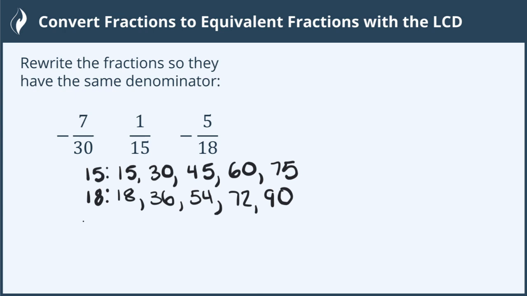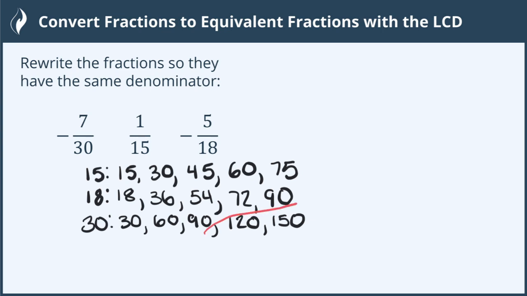Next, let's do 30. 30 times 1 is 30. 30 times 2 is 60. 30 times 3 is 90. 30 times 4 is 120. And 30 times 5 is 150. And I can see now there's a trend of 90 being in common here.